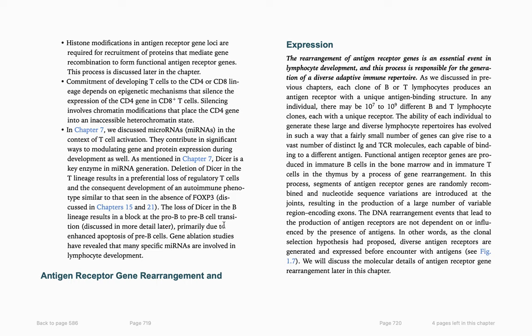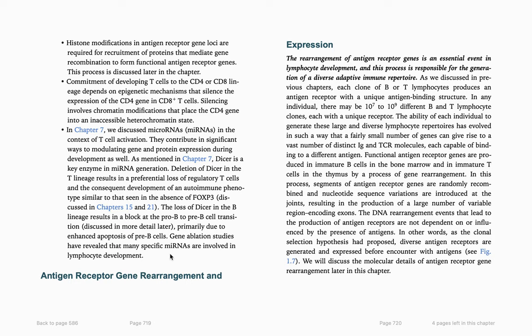The loss of Dicer in the B lineage results in a block at the pre-B cell transition, discussed in more detail later, primarily due to the enhanced apoptosis of pro-B cells. Gene deletion studies have also revealed that many specific microRNAs are involved in lymphocyte development.